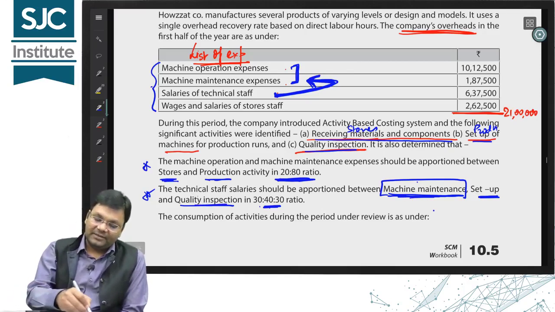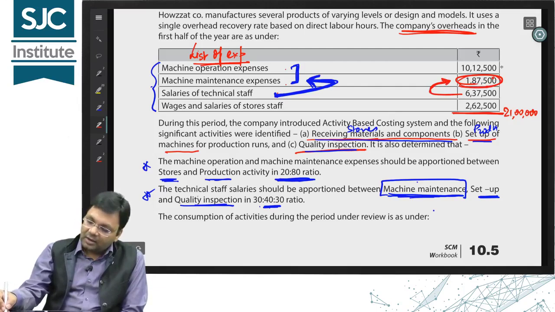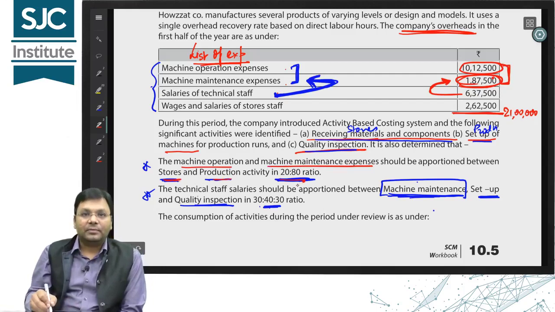So machine maintenance expense actually has two parts. One is this one and another is some portion from here. So the total of machine maintenance will then be taken. Along with this, operation expense will be added. So these two will be added, and then operation and maintenance expenses will be apportioned to stores and production activity in 20:80 ratio. You got it?